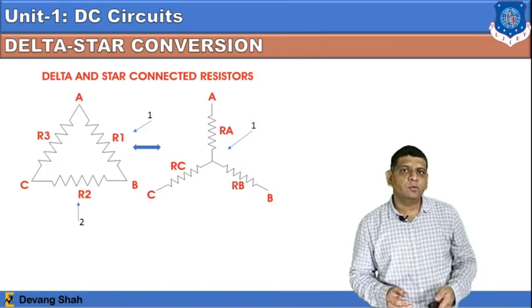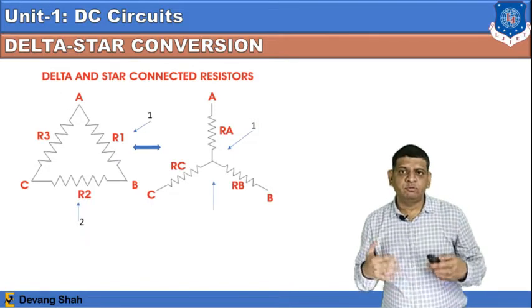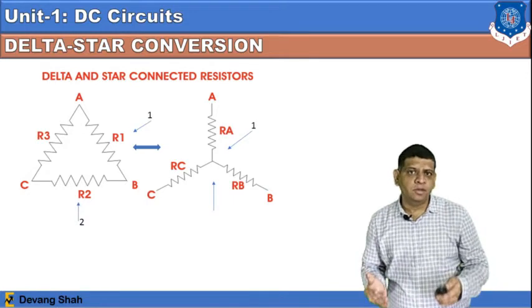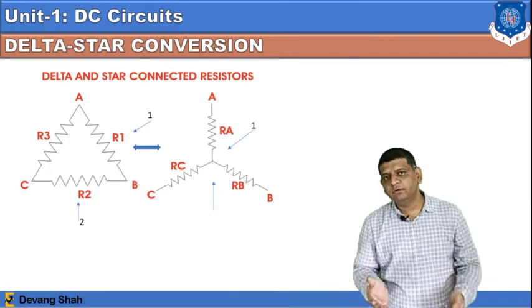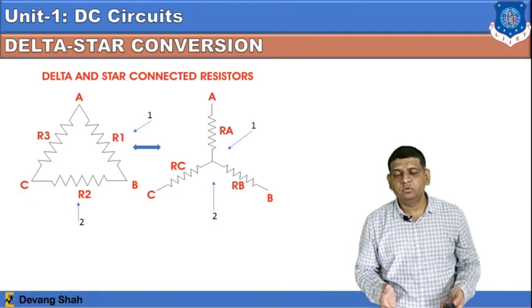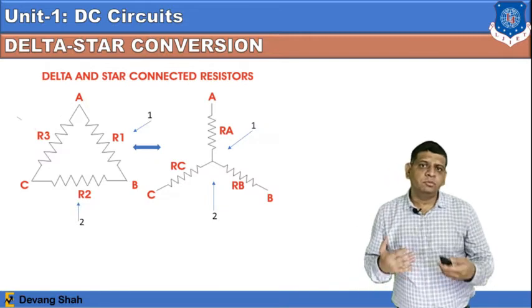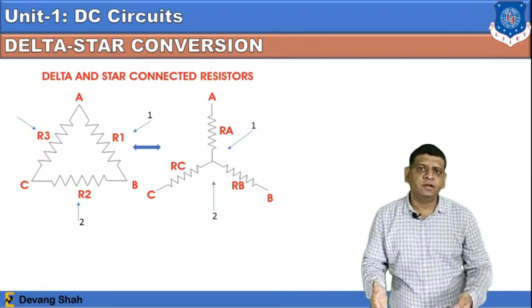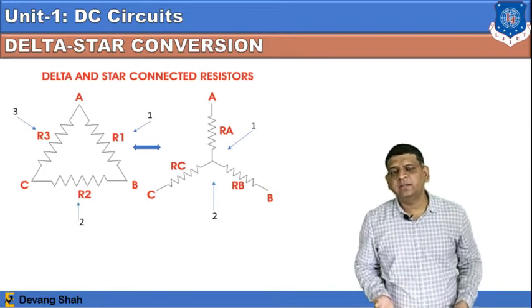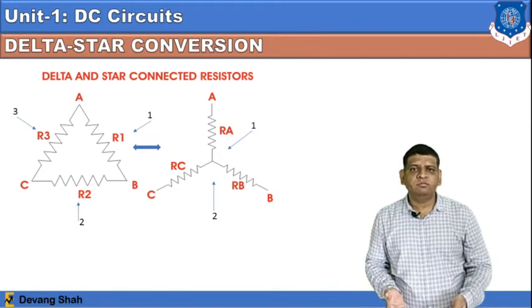In the same way, point number 2 is the resistance offered by the delta network between terminals B and C, and the resistance offered by the star shape between terminals B and C. Point number 3 is the resistance offered by the delta network between terminals C and A, and in the same way the resistance offered between terminals C and A of the star network.